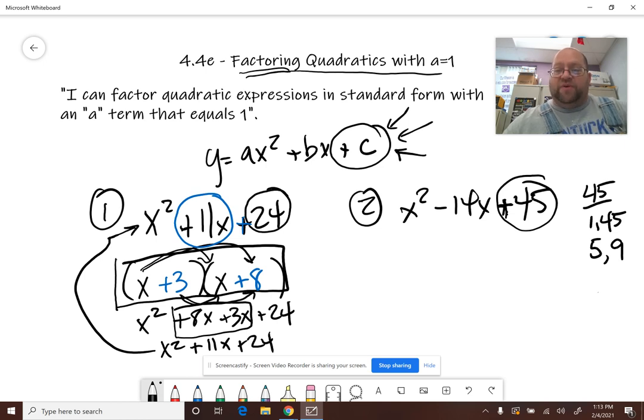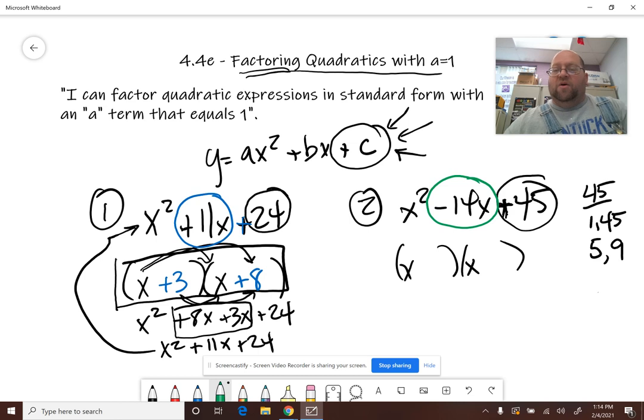Now, I want to say this as well. What kind of answers am I trying to come up with? I'm trying to come up with two binomials, right? So I'm going to go ahead and just make my parentheses. And how do I get x squared? What do I need to multiply together to get x squared? X times x, right? Now I'm just looking for what goes in here. Well, again, this is addition. So I need to find two numbers that add up to, yes, you guessed it. Now I need to start focusing on my b term. Well, what is my b term? My b term is negative 14x.